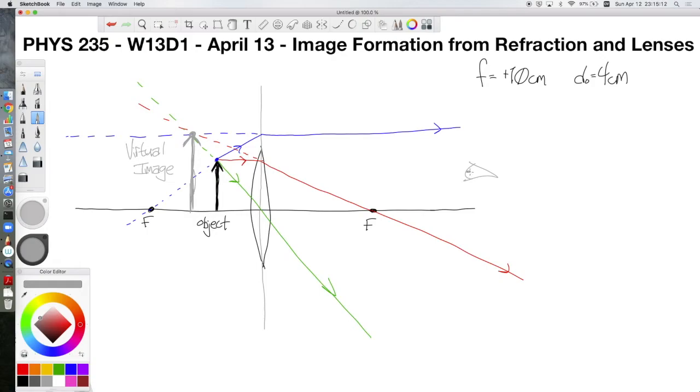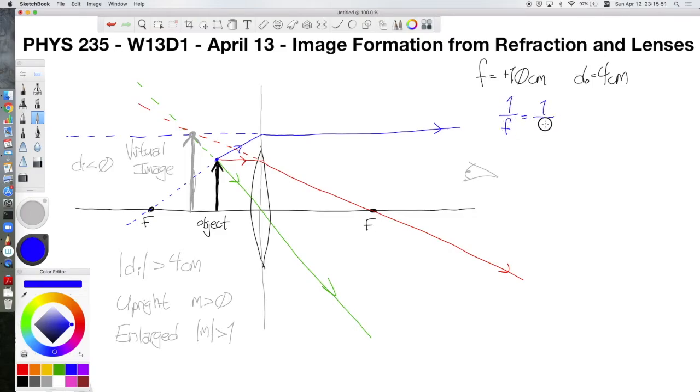So, since we have a virtual image, we expect our image distance to be negative. The image is further away from the lens than the object, so we expect the magnitude of our image distance to be more than 4 centimeters at the very least. And our image is upright, so we expect a positive magnification. And our image is enlarged, or bigger than the object, so we expect the magnitude of our magnification to be greater than 1.